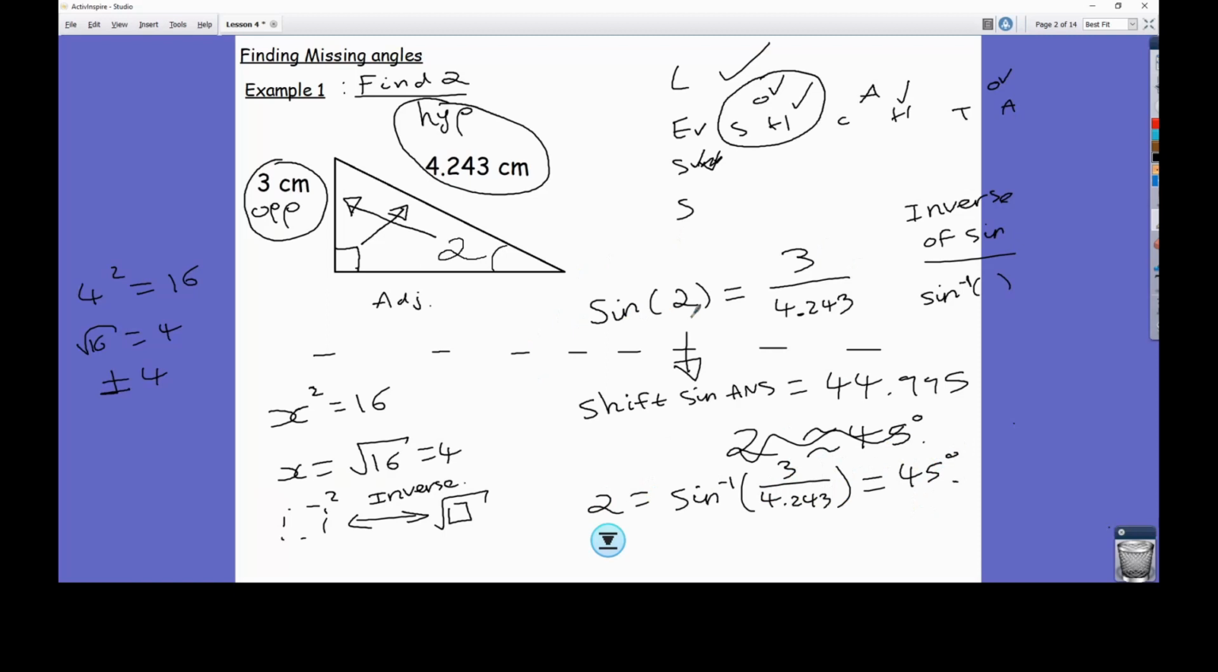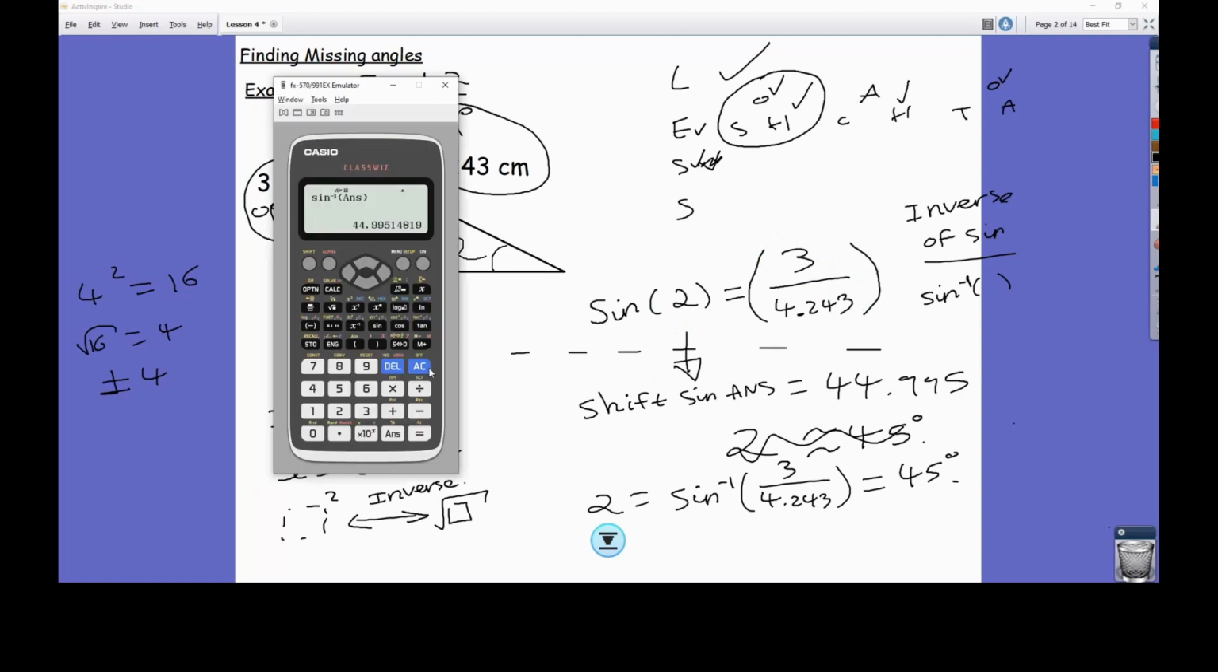Basically, once you get sine alpha on its own as a numerical expression, a number on the right, you just do shift sine of what you have on the right. So shift sine, whatever you have on the right. You don't have to do it as shift sine and then the number. You might want to do it like this: shift sine, and you can put it all in the brackets on modern scientific calculators if you want.